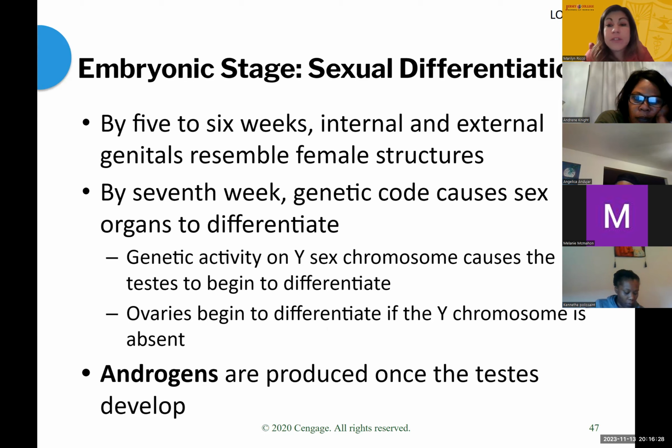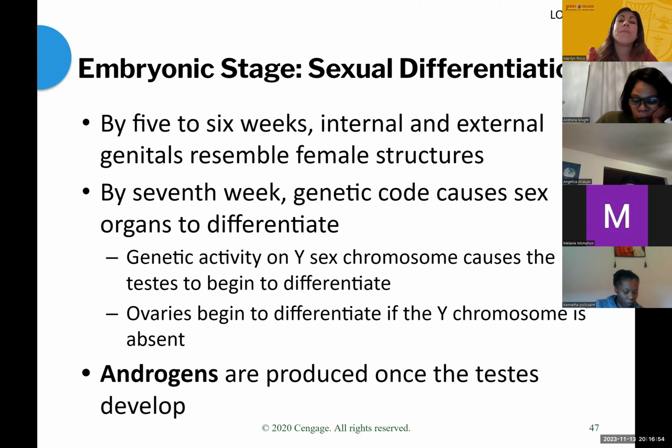And then we have sexual differentiation. By 5 to 6 weeks, internal and external genitals resemble female structures. By the 7th week, genetic code causes sex organs to differentiate. Genetic activity on the Y sex chromosome causes the testes to begin to differentiate, and ovaries begin to differentiate if the Y chromosome is absent.